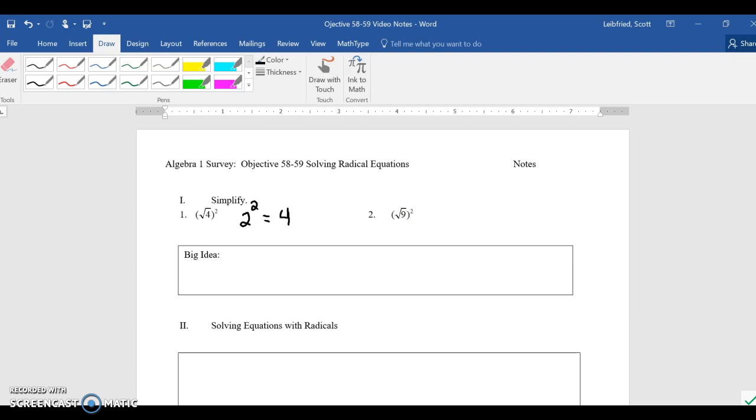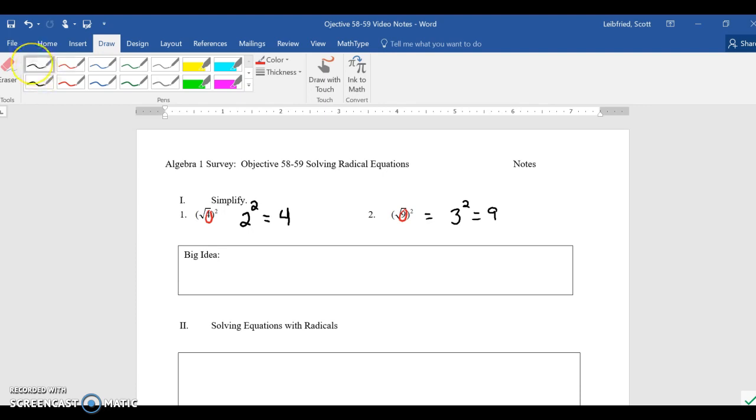Let's take a look at number 2. The square root of 9 squared. Well, we know that the square root of 9 is 3, and then we square it, that's 9. So what it looks like is happening is that we are getting the answer that is underneath the radical. We got 9, and there's a 9 under the radical. We got 4, and there's a 4 under the radical.